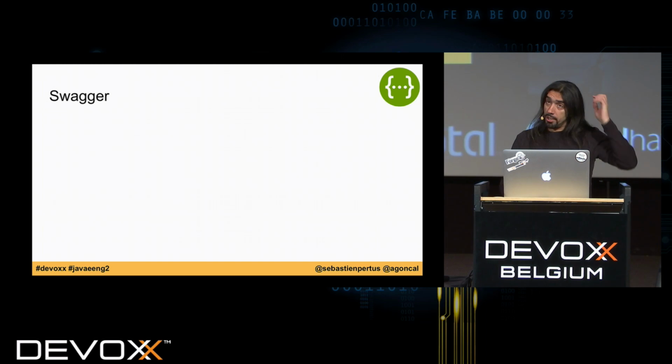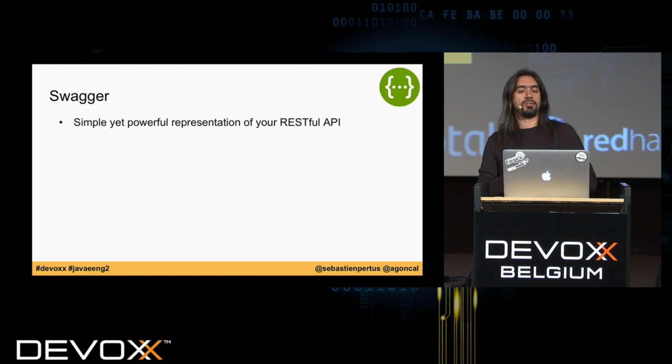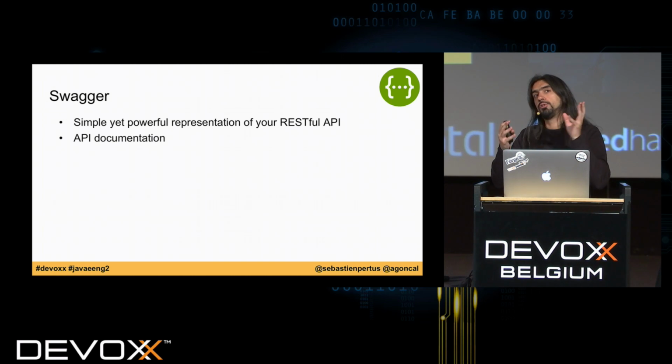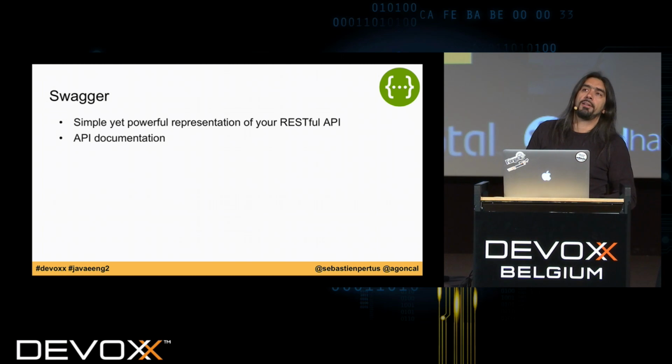So what is Swagger? Swagger is a simple representation of your RESTful APIs. It's quite funny, but it's a way to document your APIs. And if, like me, you've done IT for a very, very long time, we all went through SOAP. There was WSDL, and we found that cool.